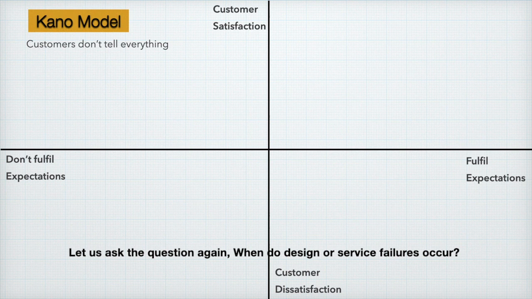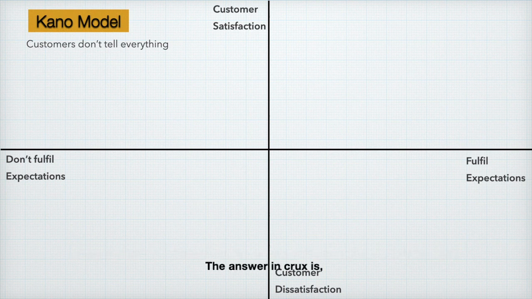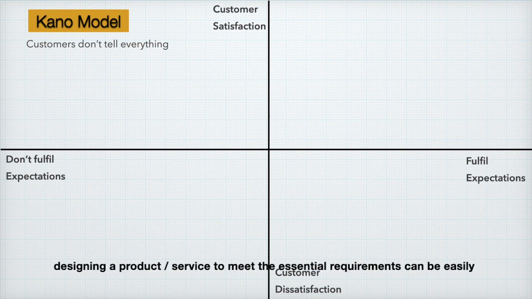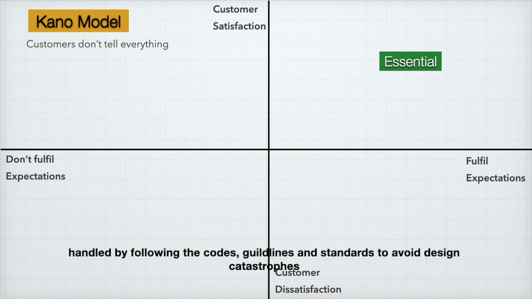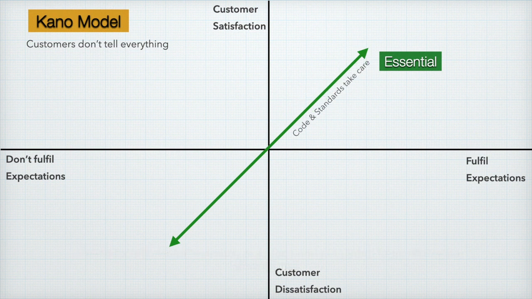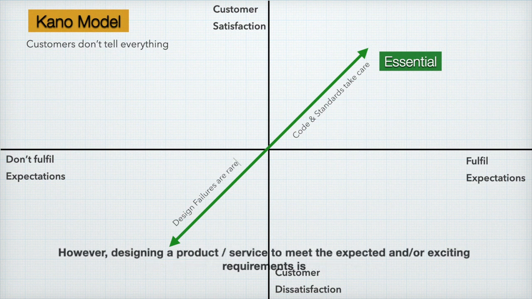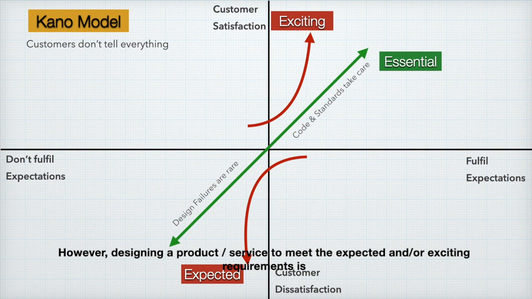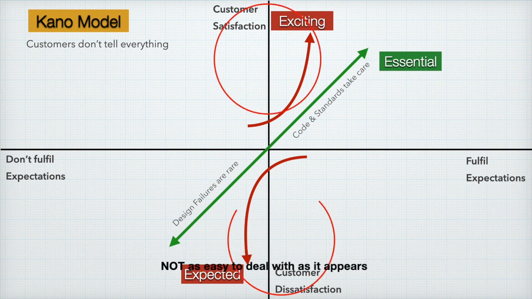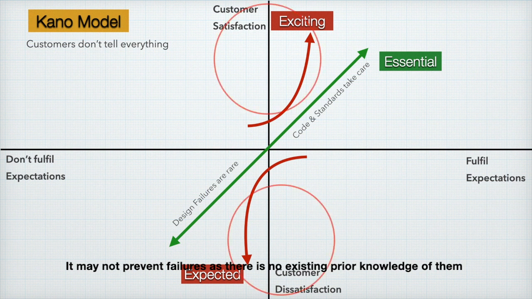Let's ask the same question again. When do design or service related failures occur? The answer in crux is, designing a product or a service to meet the essential requirements can be easily handled by following the codes, guidelines, and standards to avoid the design catastrophes. Here, design or service related failures are rare. However, designing a product or a service to meet the expected or exciting requirement is not as easy to deal with as it appears. It may not prevent failures as there is no existing prior knowledge of them.